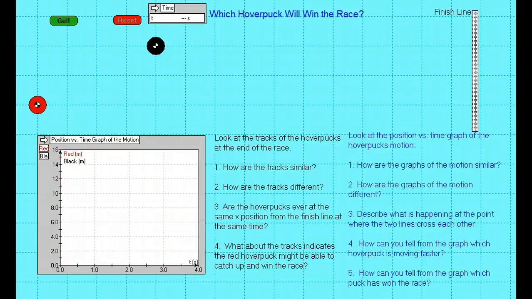Again, just like in the first one, we're going to leave behind tracks of where they're located at every certain point in time, and we're going to compare their two motions. So at this point, we're going to start the race. Notice that unlike the first time, we're both starting in the same place at the same time. There is a difference. Looks like the black puck has a head start. It's a little bit out in front of the red puck.